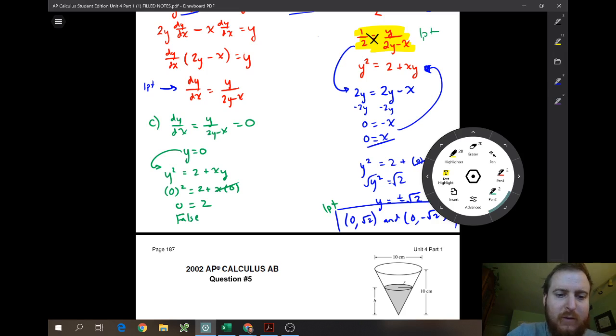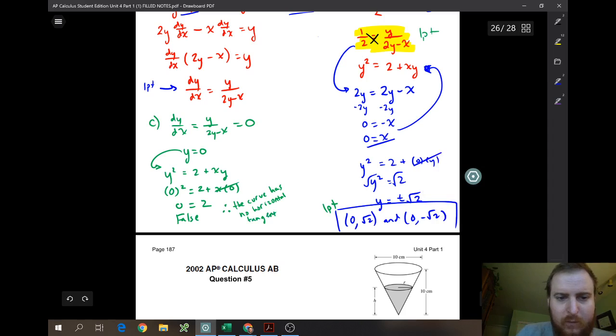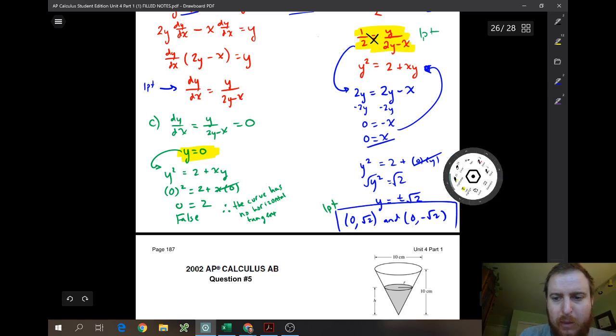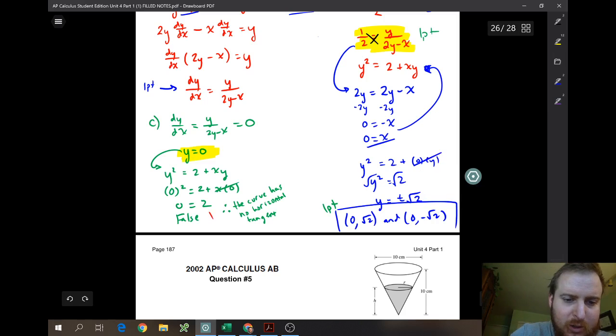You could kind of just say, therefore, the curve has no horizontal tangent. So you got 1 point here for basically setting the top, the y, equal to 0. And then your second point would have been for this explanation down here, showing that it's false. The 0 can't be 2. So those are 2 points there.